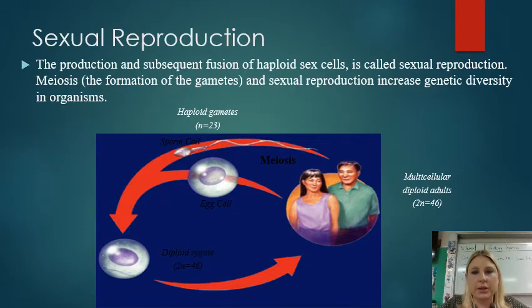So in sexual reproduction, or the fusion of those haploid cells, the sperm and the egg come together, and this actually increases genetic diversity in organisms because all of the sperm are different. They carry different genes. All those eggs are different. They carry different genes, and when they combine, those genes combine and form different combinations.